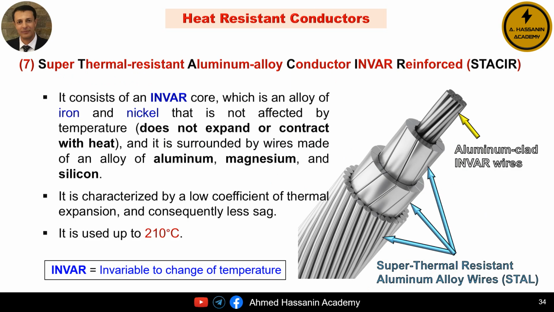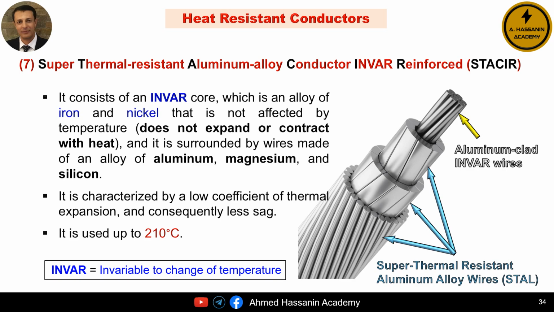The seventh type of heat-resistant conductor is the super-thermal resistant aluminum alloy conductor INVAR reinforced, STACIR. This type of conductor contains a core made of wires composed of an iron-nickel alloy. The most important property of this alloy is that it does not expand with temperature, and that is why it is called INVAR, which stands for invariable to change of temperature.